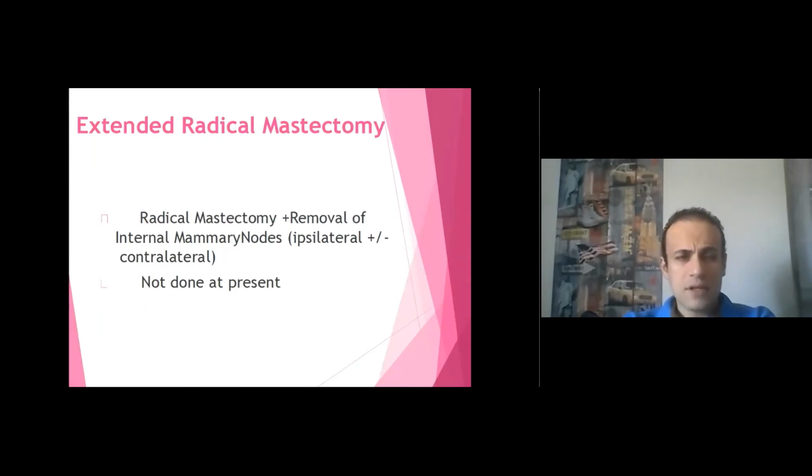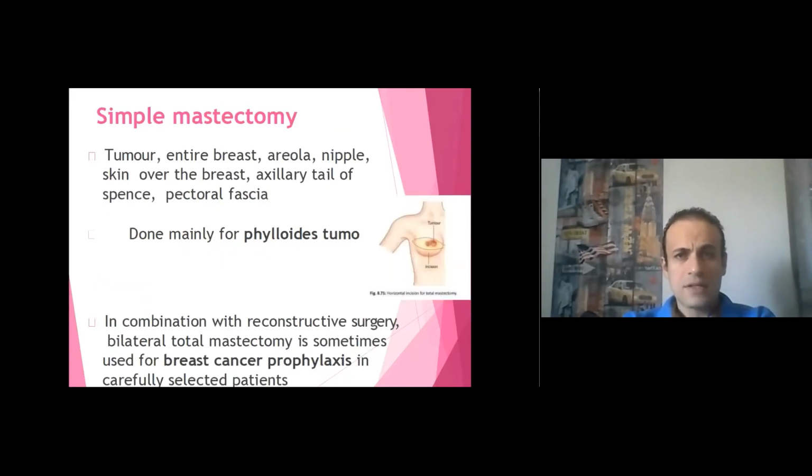Extended radical mastectomy is the same as Patey's operation plus removal of the internal mammary nodes. Simple mastectomy is another form of mastectomy, but it means only removal of the breast, areola, nipple, pectoralis fascia, but we don't go through the axilla to remove the lymph nodes. And it is only for patients with phyllodes tumor or carcinoma in situ.